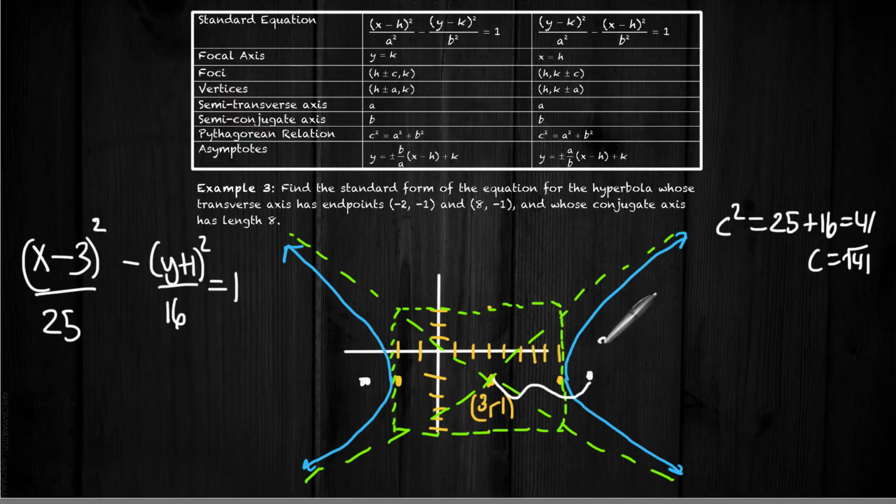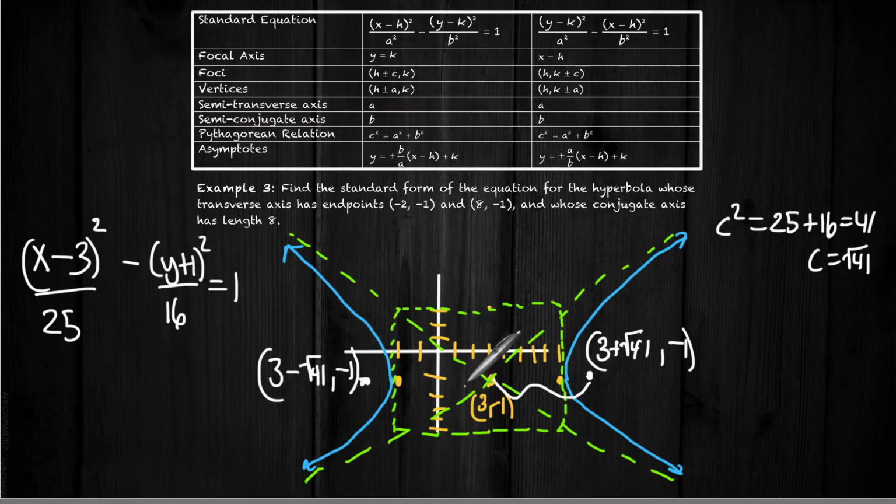So that's going to be 3, the x-coordinate of the center, plus root 41. Let me write that a little better. Root 41, comma, well, the y-coordinate of the focus is the same as the y-coordinate of the center, so that's just negative 1. Now this one is going to be 3 minus root 41, comma, negative 1. So there are our two focus points.